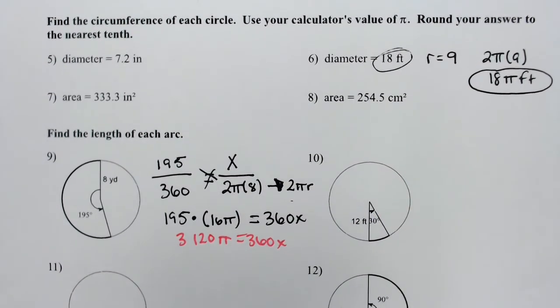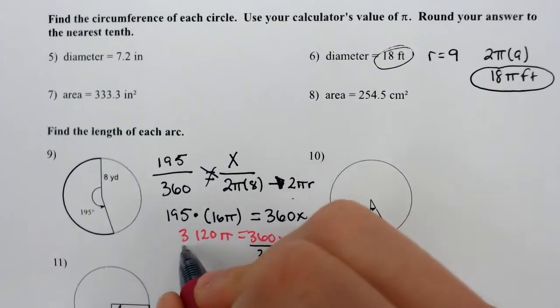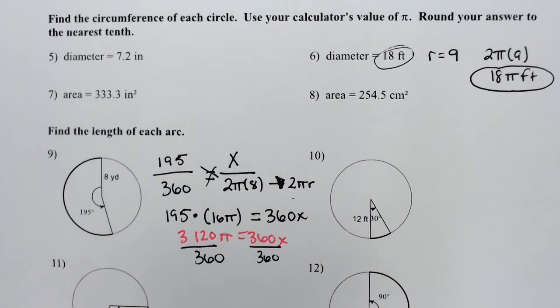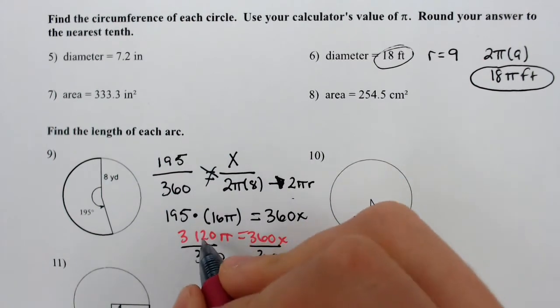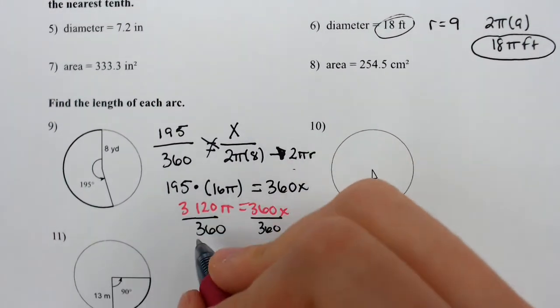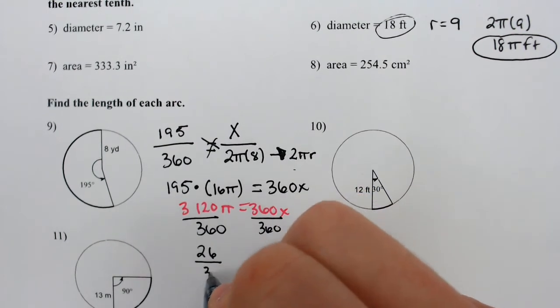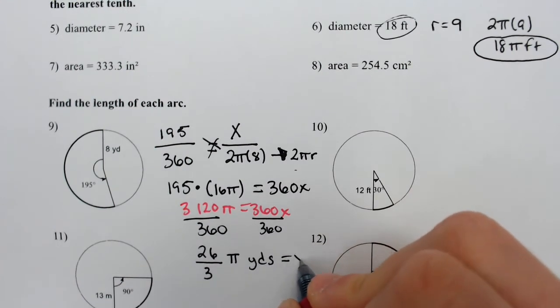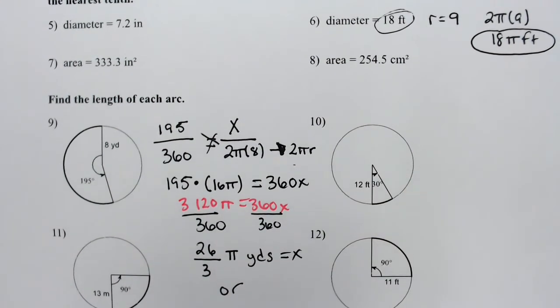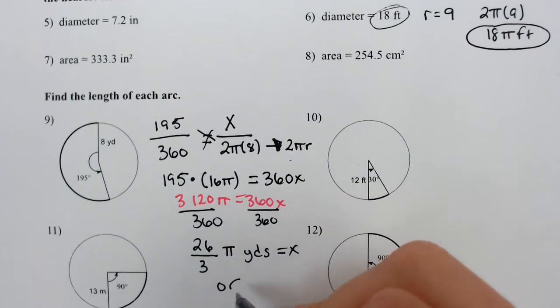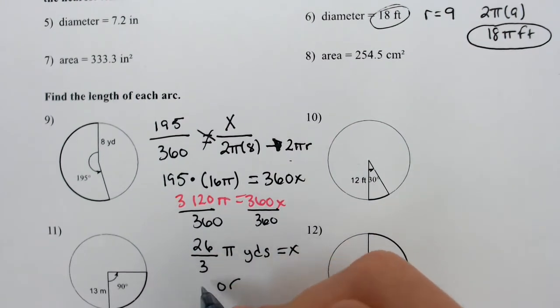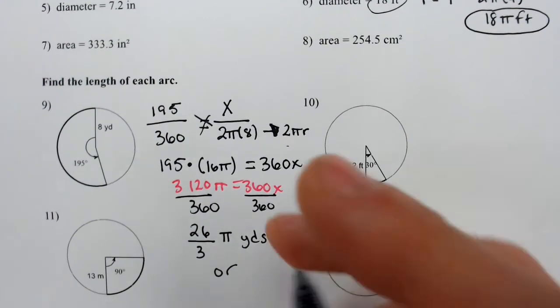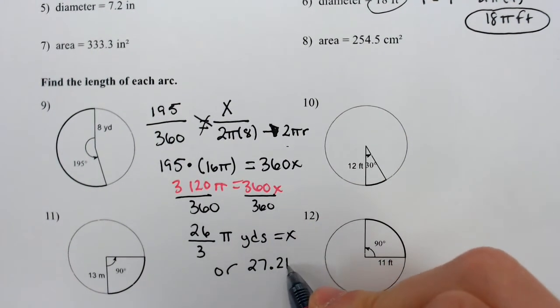And we divide by 360, and it turns into a decimal, but it is going to end up being simplified. If you simplified this fraction, it simplifies down to 26 over 3, and then the pi yards equals x. Or if you actually did the 26 divided by 3 and multiplied by 3.14, you end up with 27.21 yards.